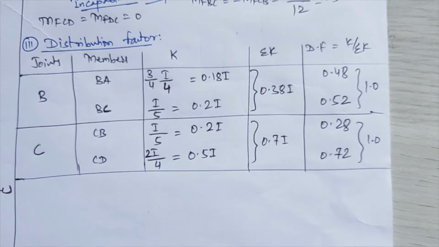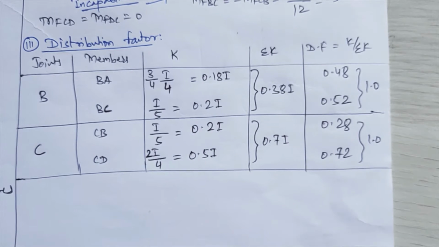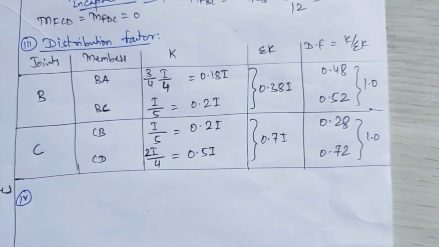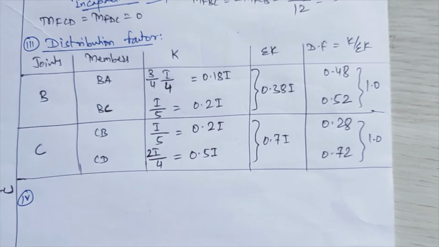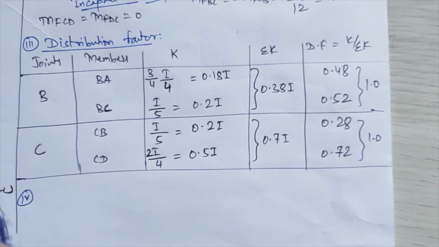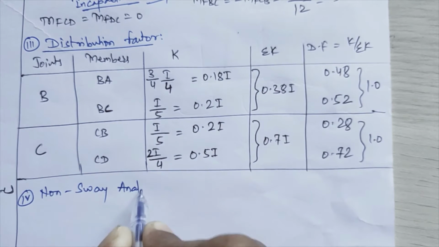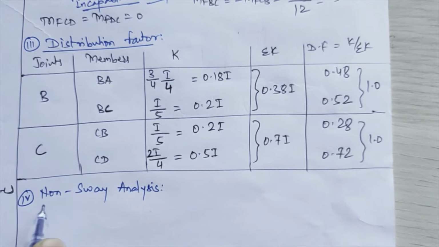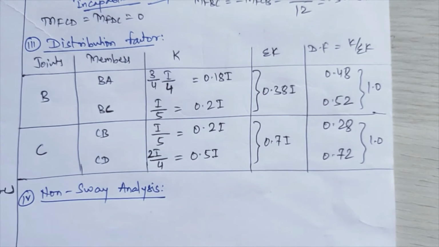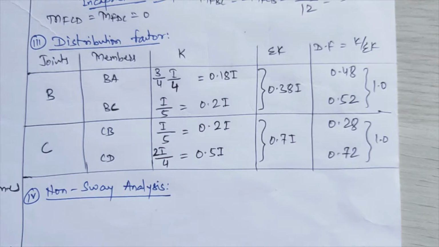Okay, now the change in the next step is what? It is your moment distribution table over there. That moment distribution table you have to keep the same as it is. I am just changing the name of this step. What I am doing is the non-sway analysis. In this, what will we do? We assume that initially your frame doesn't sway over there.